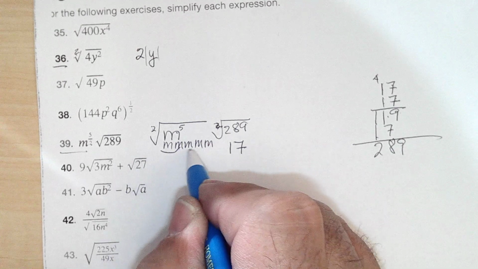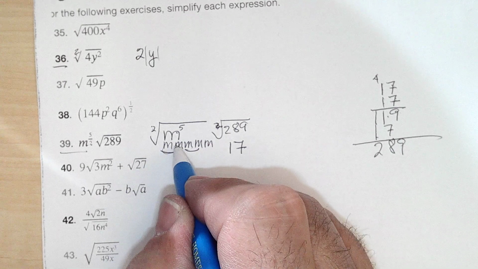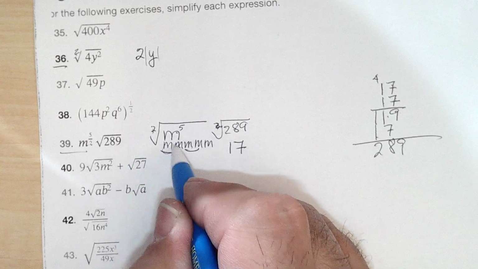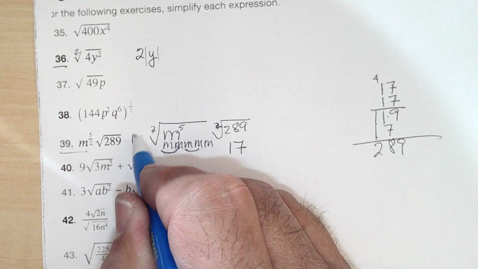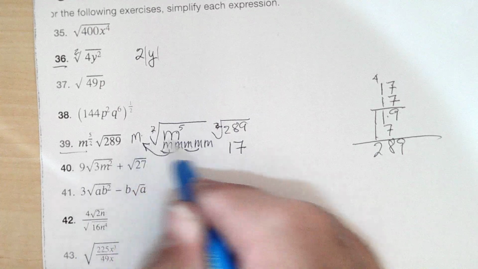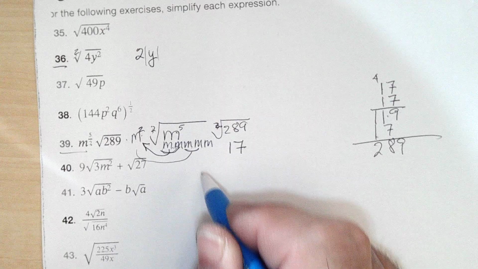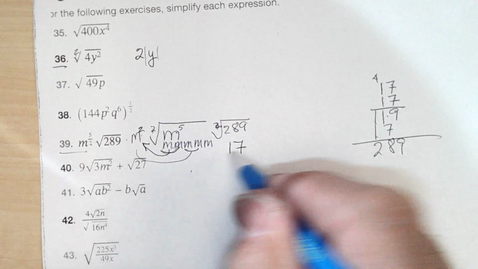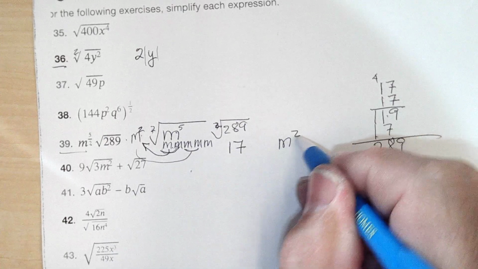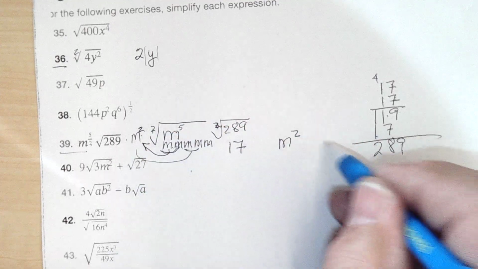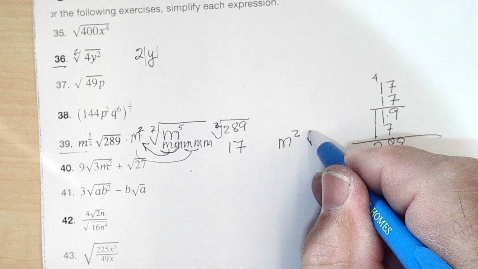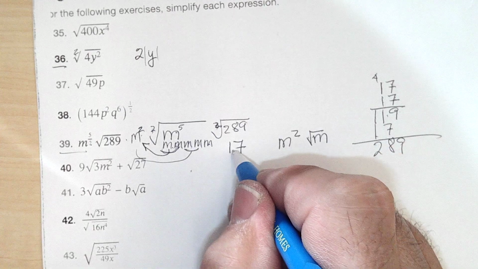Well, there's a couple of pairs. Two m's comes out as a single m, and the second pair comes out as another m, making this m squared, with a square root of m still inside, and then we have a 17.